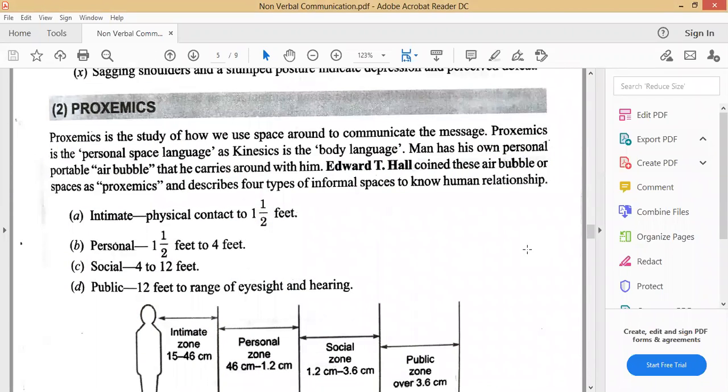So proxemics, it is related to how do you use space around you while you're communicating with someone, right? It is about how much distance you maintain while communicating with someone and what that distance conveys about your relationship or bond with that person.